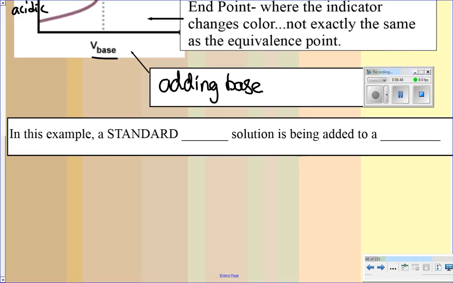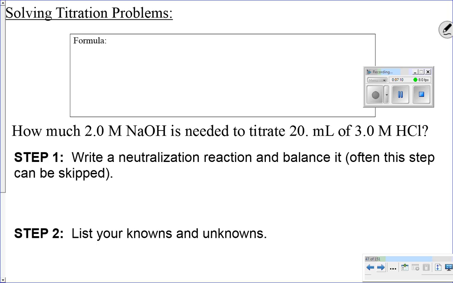In this example, as we just mentioned, we are adding a standard base solution to an unknown acid. Since we already know molarity and then we will know volume from measuring about the base, we know volume of the acid, we can then solve for molarity of the acid. We're going to do this using our titration formula. Titration formula is on table T. Titration formula will work for neutralization problems.